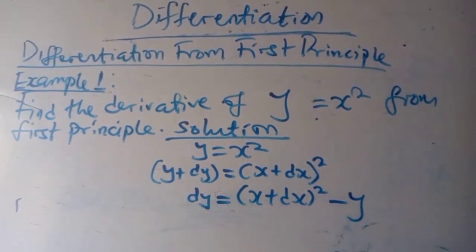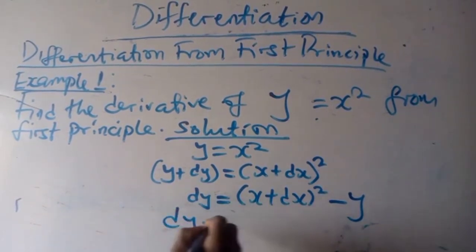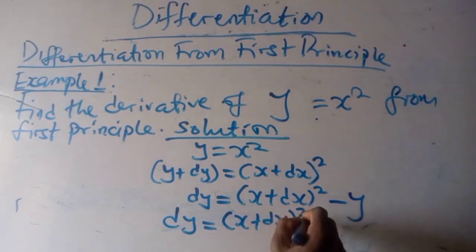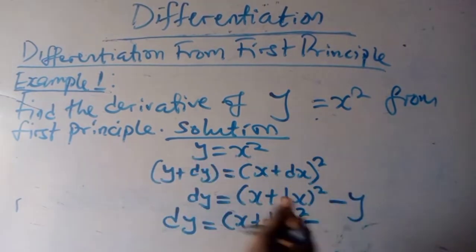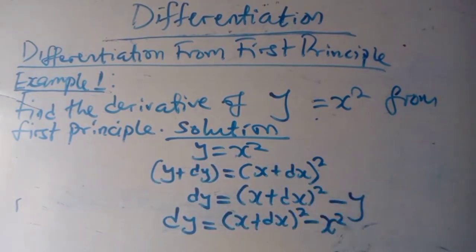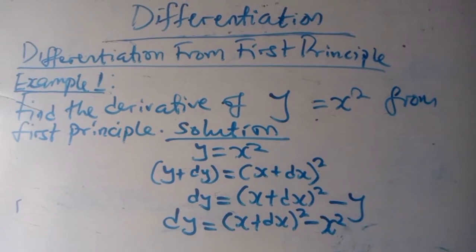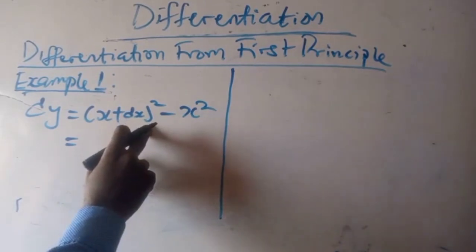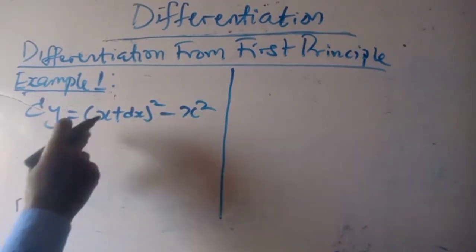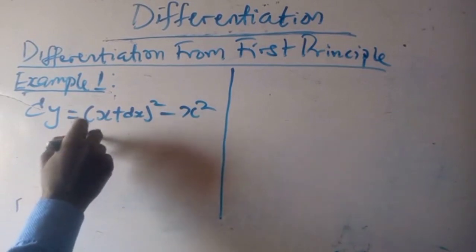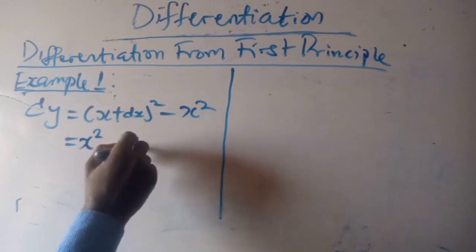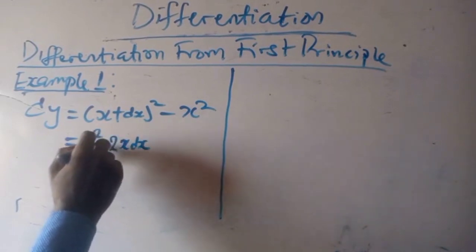So, minus y itself. The δy is now (x plus δx) squared minus y. What is our y? Our y is x squared. So we need to expand this. And from knowledge of polynomials, x squared, x multiplied by δx will give us x δx multiplied by 2.